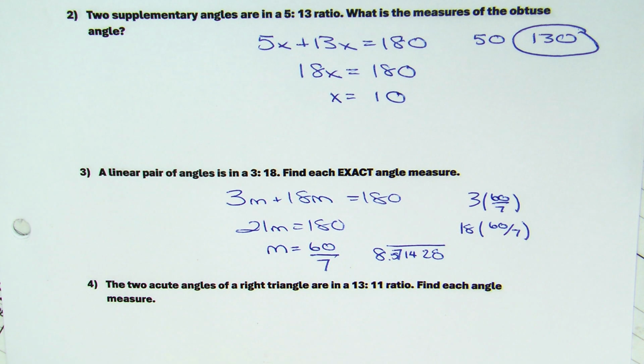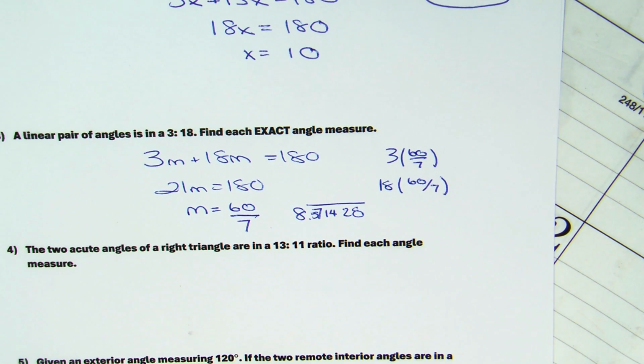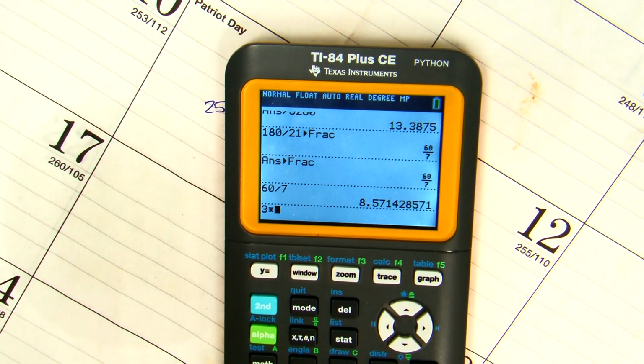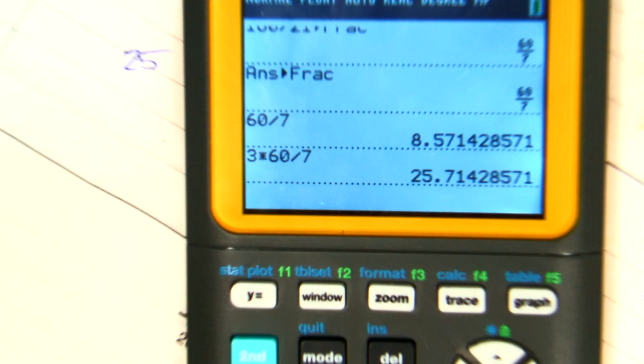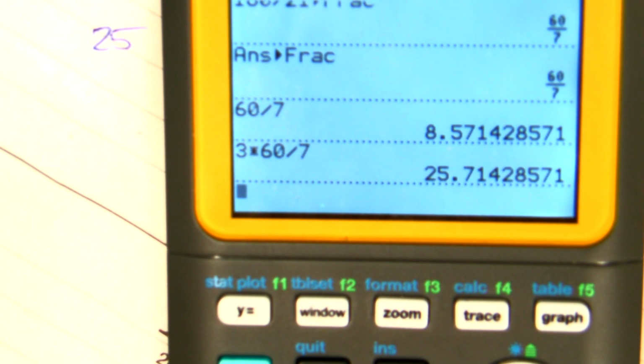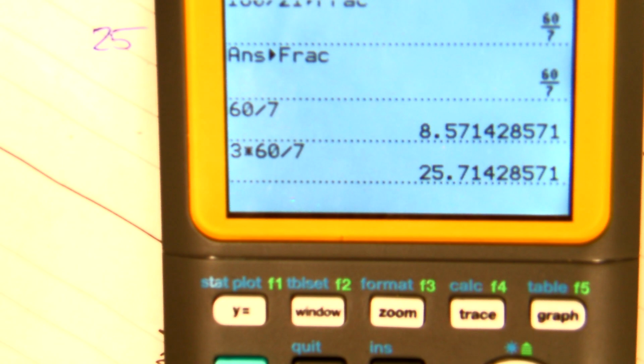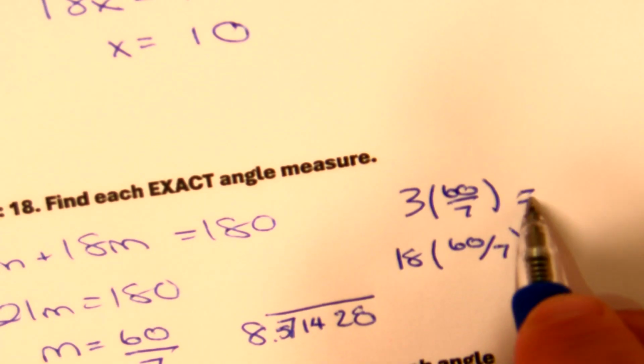So everybody's good with plugging that in the calculator and getting the exact answer? So what you do is you do 3 times 60 over 7. So I go to my calculator and I do 3 times 60 divided by 7. I enter it as a division problem. I hit enter. It gives me that, which is a decimal equivalent, 25.714. This is what you do. Anything to the left, you write down. So see how 25 is to the left of it? So I write down 25.